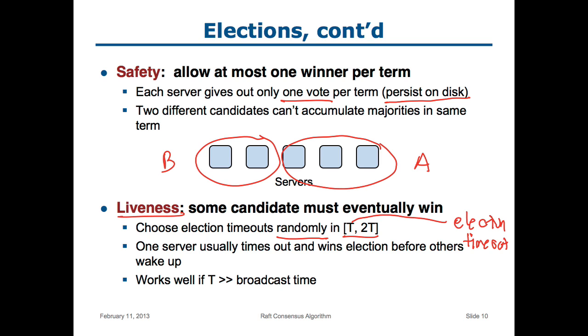And this works particularly well if that time over which we spread the timeouts is much larger than the broadcast time, where what I mean by broadcast time is the amount of time that it takes one server to talk to all the other servers to get their votes. So as long as the timeouts are spread out over a much larger interval, again, it's pretty easy to see that whichever server wakes up first will be able to talk to everybody and get their votes before anybody else wakes up.